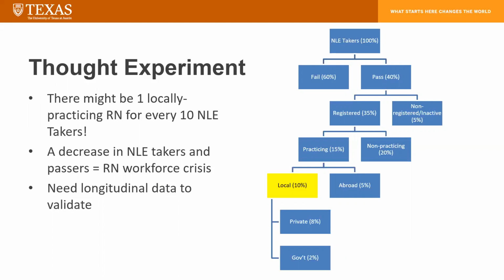So imagine this, if you have a decreasing number of NLE takers and passers, that's one of the signs of an RN workforce crisis. So we actually have a shortage. We are actually now in an era of decreasing nursing workforce. And I hope to validate this if only PRC and CHED would give us more data. This data is not open access.